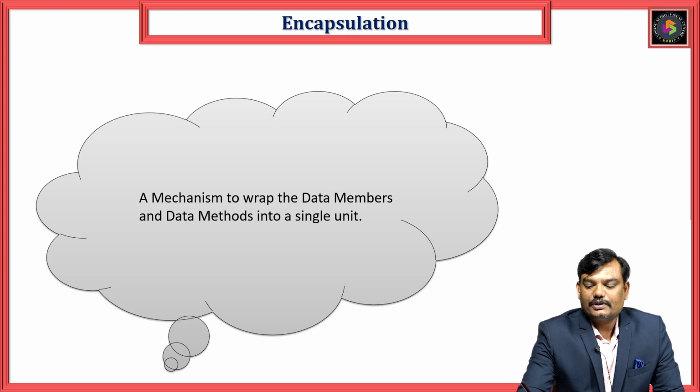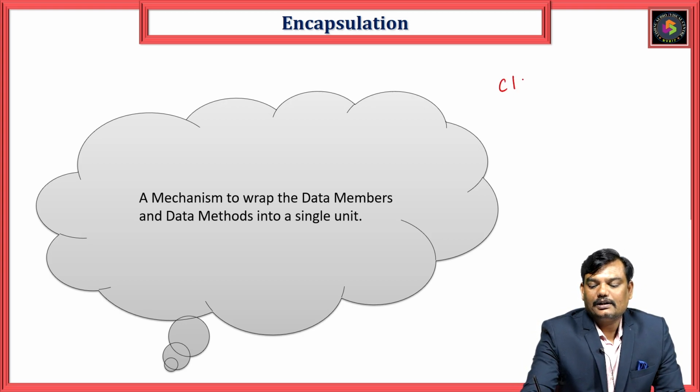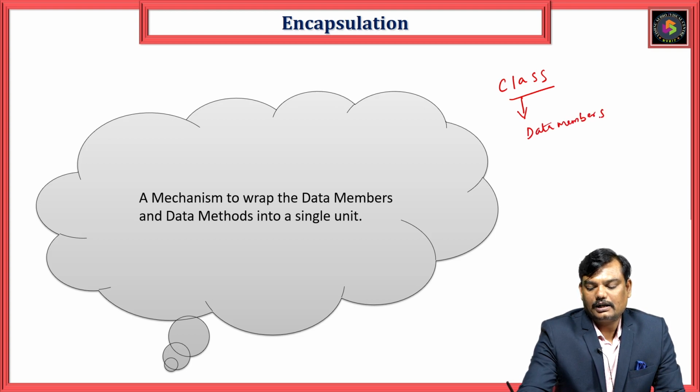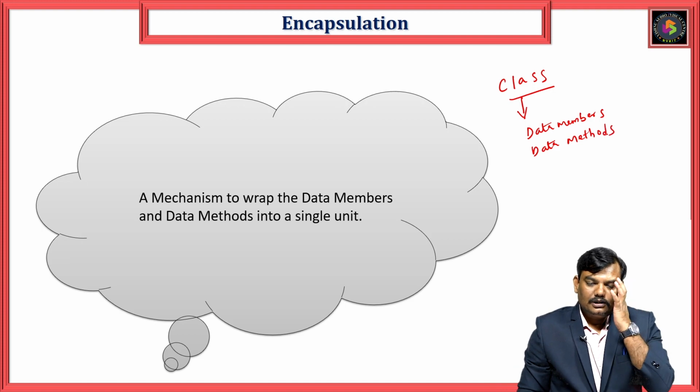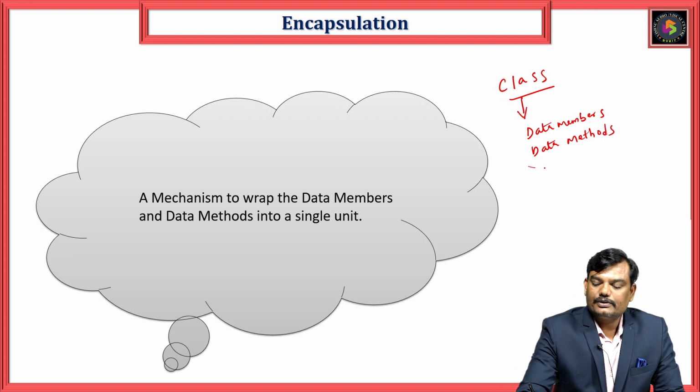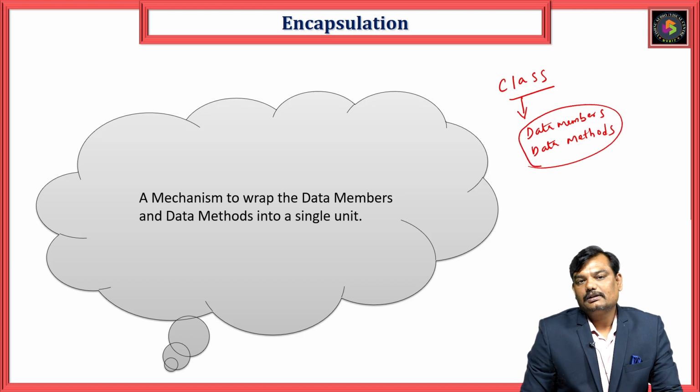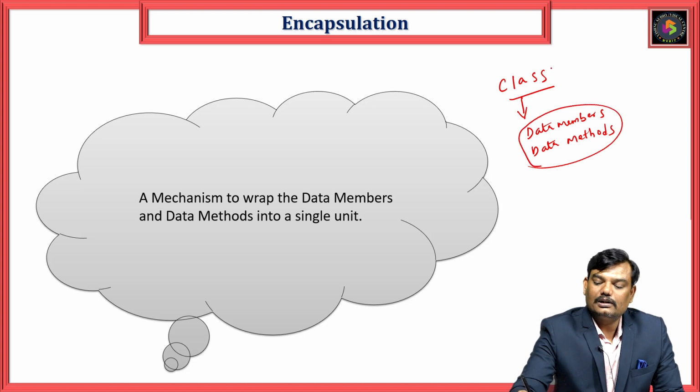So when I say encapsulation, when you define any class, the class will be acting like an encapsulation. This is a single unit where you are going to wrap the data members and data methods. So encapsulation is a mechanism where we combine the methods and members into a single unit. We call it a class.